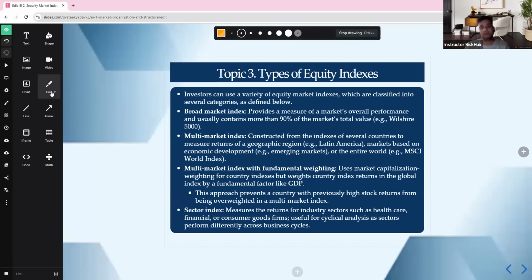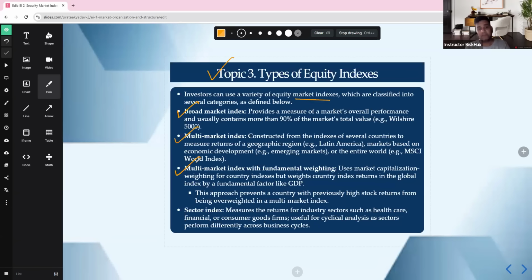Then we have your types of equity indexes, right? So again, investors can use a variety of equity market indexes. You have broad market index, multi-market index, multi-market index with fundamental weighting. Broad market index covers almost the entire market. Example is your Wilshire 5000, covers 90% plus of market value. Use of that is what is the overall market doing. You look at multi-market index, which combines your multiple countries. Example, MSCI World, emerging markets, used for global regional diversification.